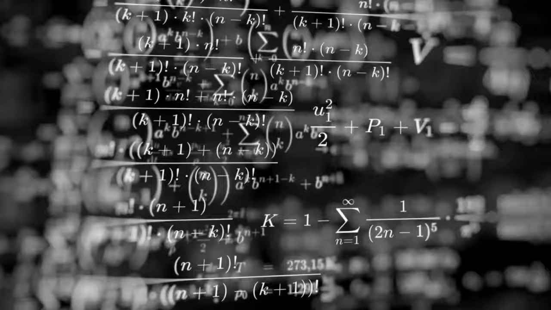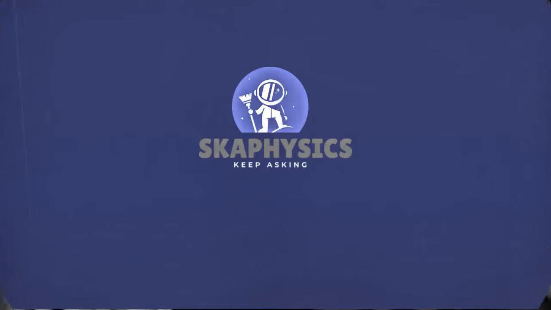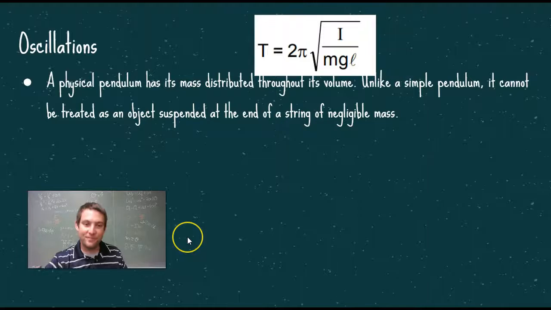The physical pendulum. A physical pendulum has its mass distributed throughout its entire volume. Unlike a simple pendulum, it cannot be treated as an object suspended at the end of a string of negligible mass because the entire pendulum is massive.